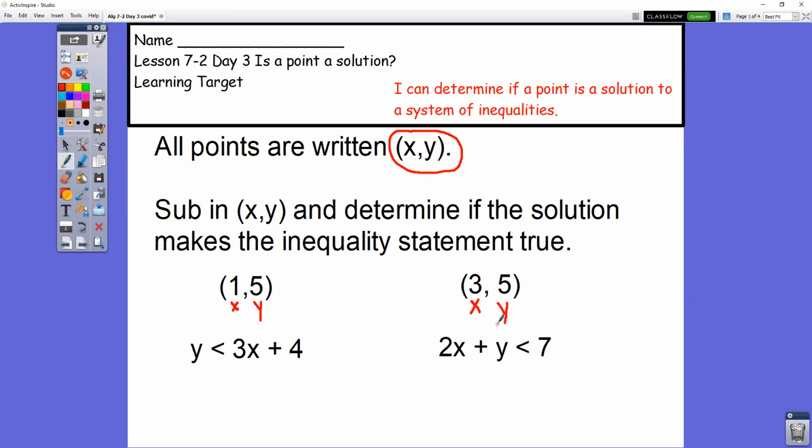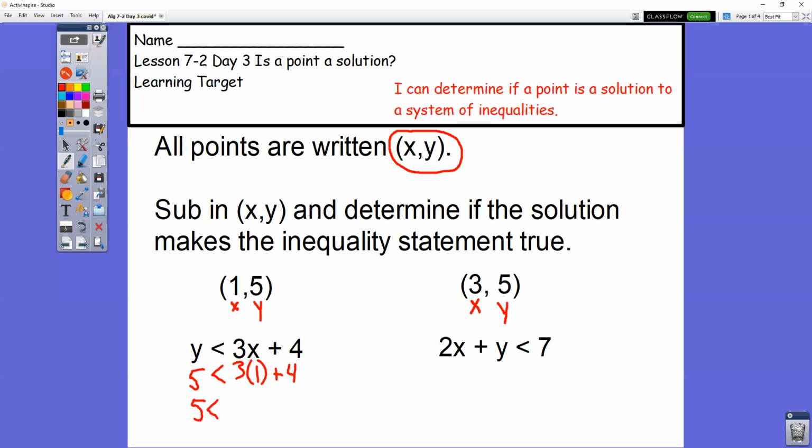What we need to do is basically like we're checking our answer. We're going to sub in the 1 for the x. So instead of saying 3 times x, we have 3 times 1 plus 4. And we're going to sub in the y value at the same time, so we sub in our 5 for the y. Bring down your inequality sign. Now you're going to solve both sides of the inequality sign. This side is just going to stay 5.